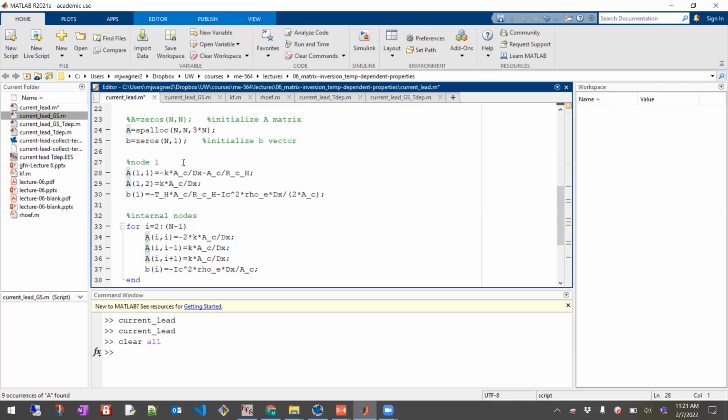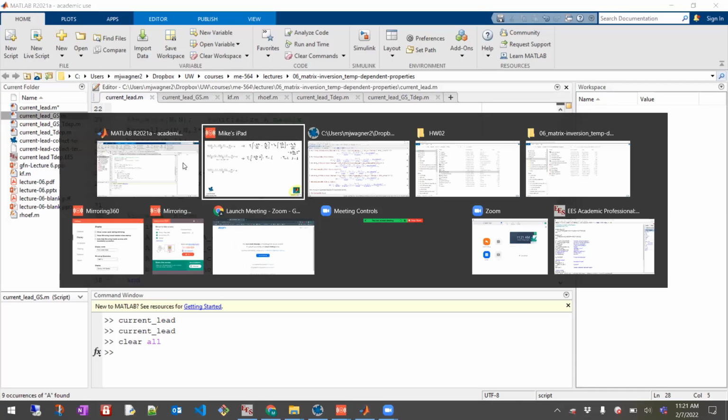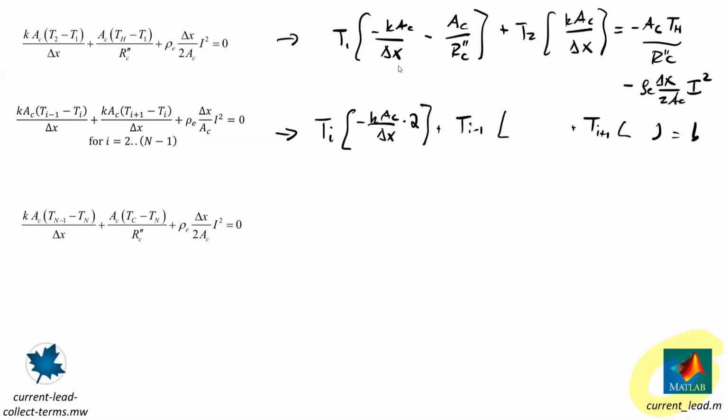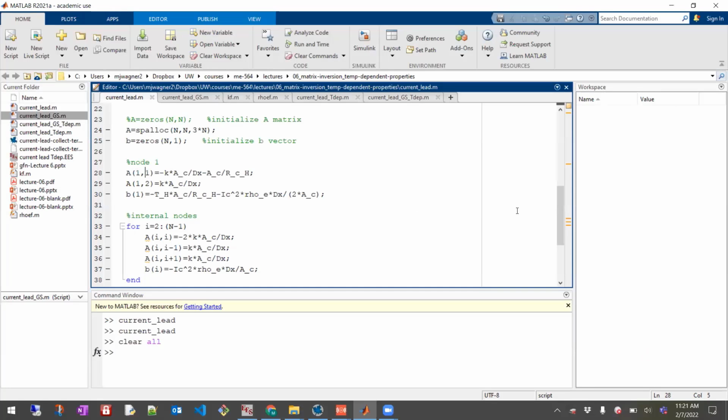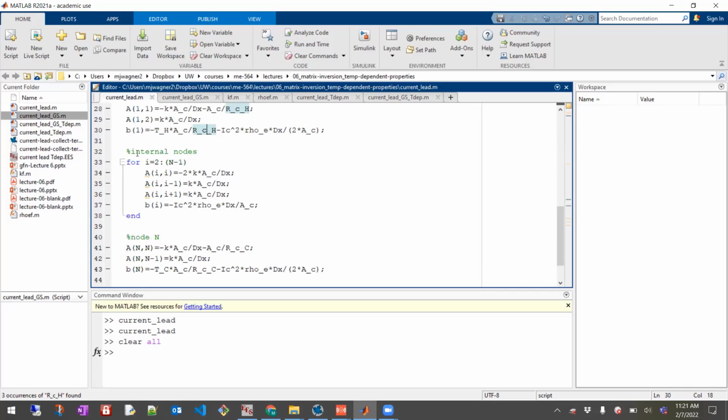Okay, so here we say A(1,1), if we look back at our solution here, A(1,1) is going to have to be this stuff, right? What's multiplying T1? Okay, if we look here, it should exactly be the same. This is what we just did to solve for that T1 coefficient. Okay, A(1,2), it was that shorter term that's here, and then B(1). So we're doing this first for our boundary condition, node 1. And this looks a little different from node i and node n, so we have to do it separately. So first we do node 1. And then we do the same thing for all the internal nodes.